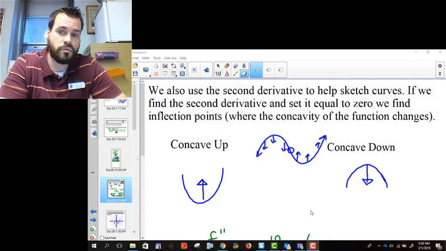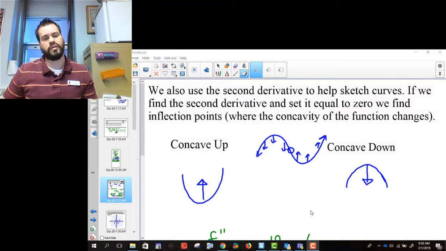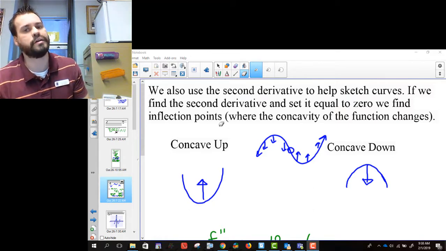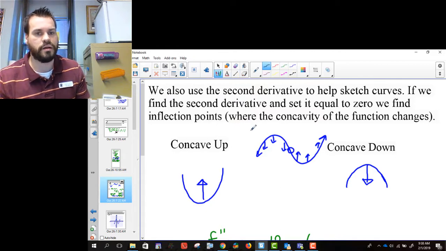So we can use the second derivative to help us find similar things, but because it's the second derivative, it's teaching us about a different aspect of the curve. What it's telling us about is concavity, which is essentially the bend of the curve. If something's concave down, it's sort of bent this way, and when it's concave up, it's bent the other way.